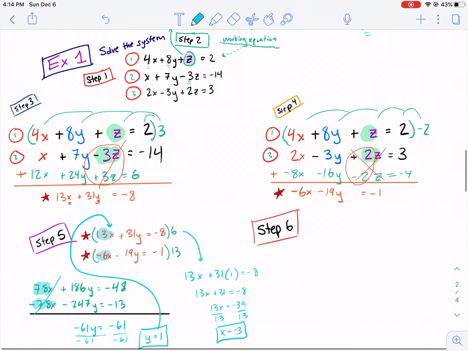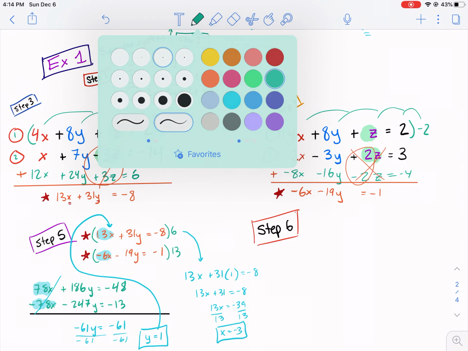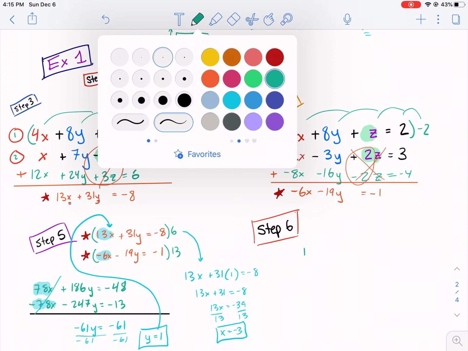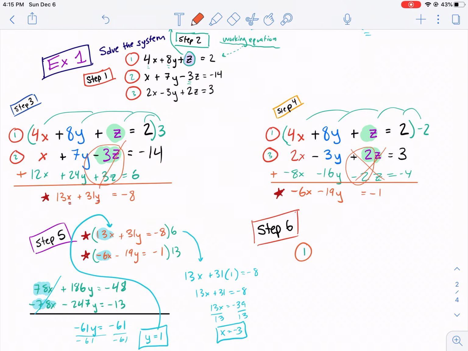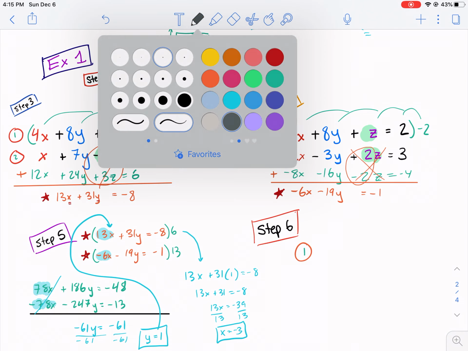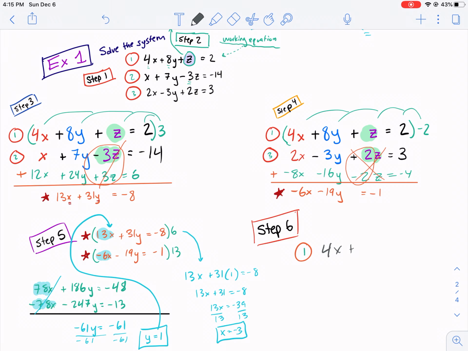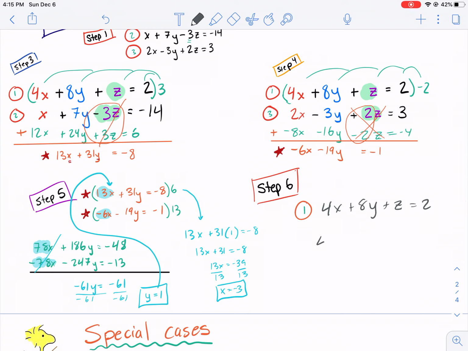Now, which equation should we do? Might as well use the working equation. The working equation has z by itself. So I'm going to go ahead and use number 1 here. Let me just rewrite it so it's easy for you guys to see: plus 8y plus z equals 2. Now I'm going to rewrite this all with my new and improved values: plus 8 times something plus z. This is the guy I'm trying to find, equals 2.